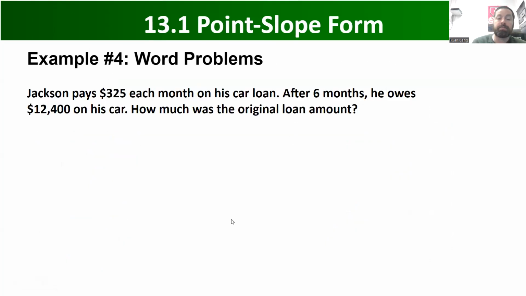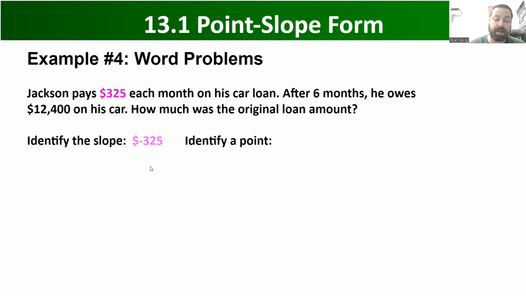Okay. Now, last thing, word problems. Jackson pays $325 each month on his car loan. After 6 months, he owes $12,400 on his car. How much was the original loan amount? So identify the slope. You see the 325 per month or each month. That's your clue, that dollars per month, that's your slope, but he's paying that. So the loan amount is going down. So that's where the negative comes in. You know that when he's paying that money, it's minus.